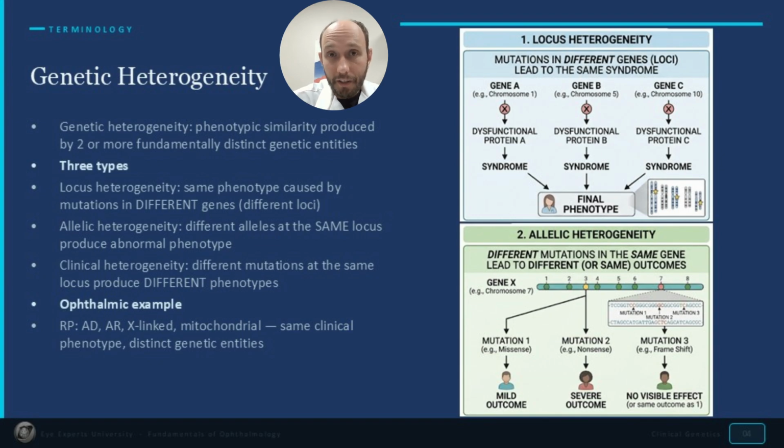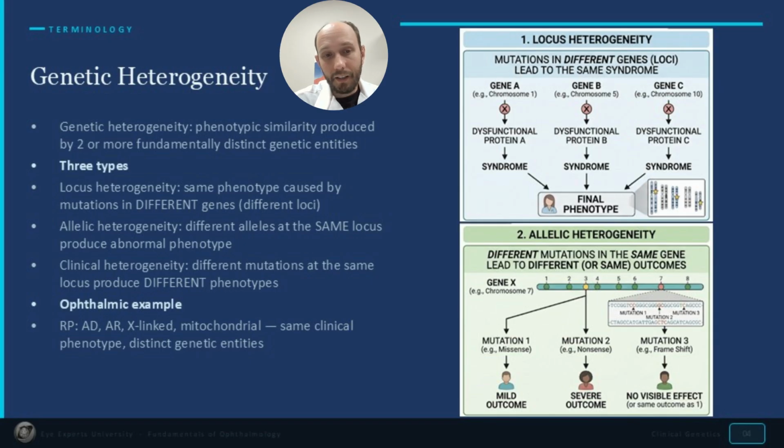Genetic heterogeneity is a concept that the same phenotype can be caused by two different gene mutations. There's three different subtypes. So locus heterogeneity is the same phenotype is caused by two different genes. For example, Axenfeld-Rieger syndrome is caused by a mutation either in the FOXC1 or the PITX2 gene, which are completely different. There is allelic heterogeneity, which means that different alleles on the same locus produce abnormal phenotypes. And then there's clinical heterogeneity, where different mutations at the same locus produce different phenotypes.